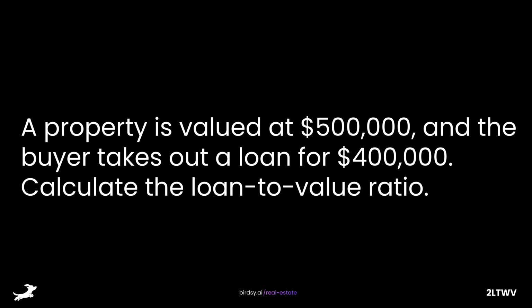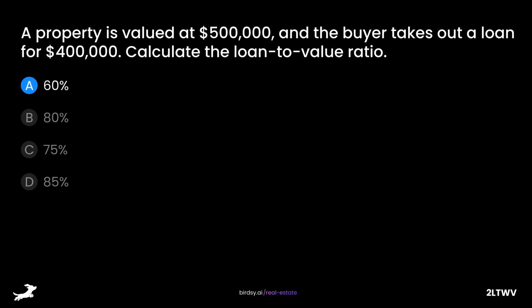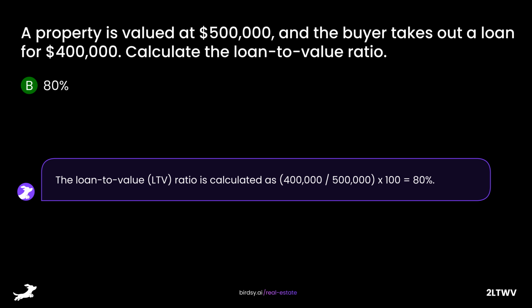Calculate the loan-to-value ratio. Is it A, 60%, B, 80%, C, 75%, or D, 85%? The answer is B, 80%. The loan-to-value ratio is calculated by dividing the loan amount by the property value and multiplying by 100. $400,000 divided by $500,000 multiplied by 100 equals 80%.